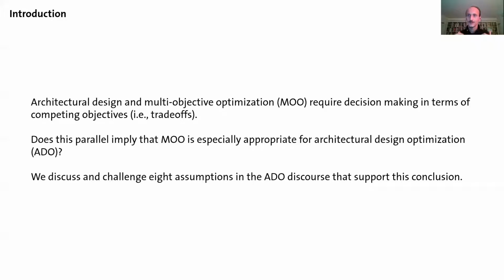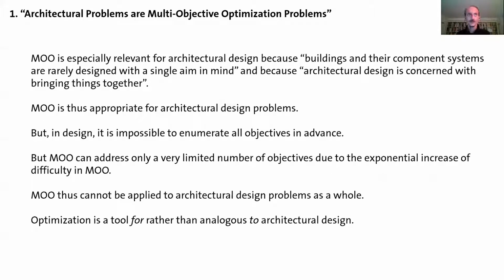So it's meant not so much as a critique, saying one thing is better than the other thing, or saying that other people are wrong, but it's more an invitation to discussion, and the intention is to sharpen the discourse around optimization in architectural design. So the first assumption is that architectural problems are multi-objective problems.